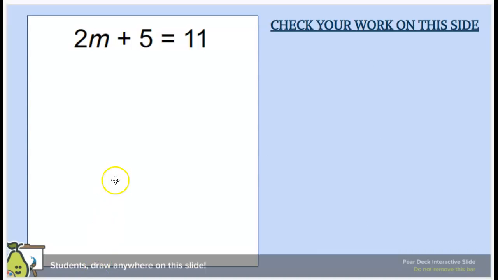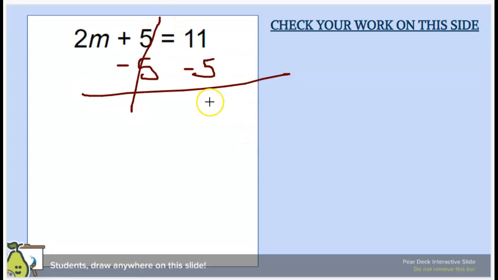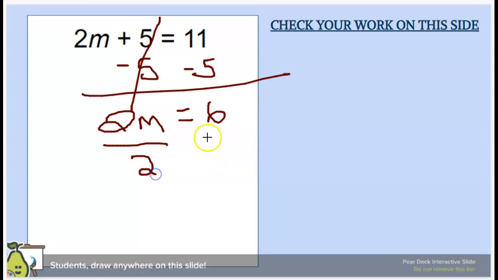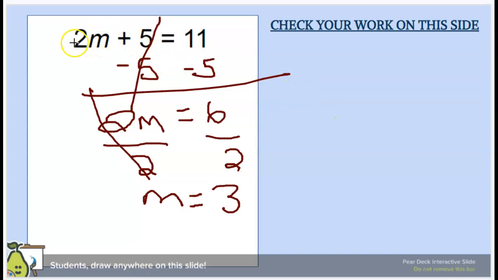Okay, so on this one right here, I need to do reverse PEMDAS. So I'm going to subtract 5, cancel it out. 11 minus 5 is 6. 2m equals 6. So this is multiplying. So the inverse of multiplying is dividing. Cancels out. So m would get me 3. And then you could check your work by saying 2 times 3 is 6. 6 plus 5 is 11, which is exactly what I wanted to get.